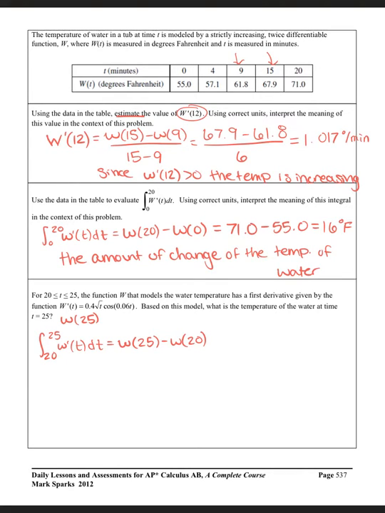So since we're given an actual equation for the derivative, we can evaluate this integral over here. Okay, so you will find this integral is equal to 2.043. We want to know w of 25. We already know w of 20, which is 71.0. So do some algebra, and you get that w of 25 is equal to 73.043. Okay, and we also need units, so we need temperature, so it says degrees Fahrenheit.